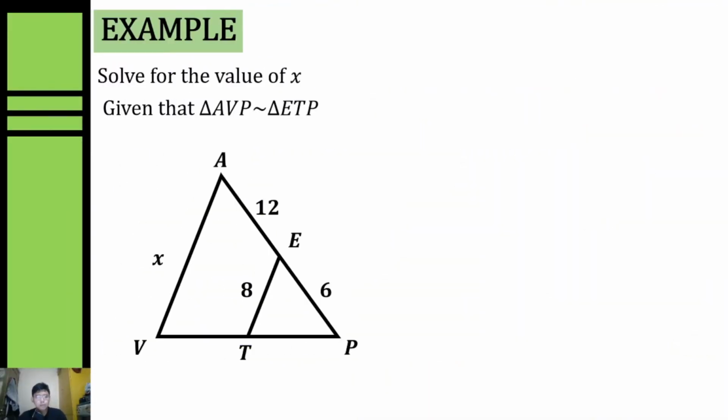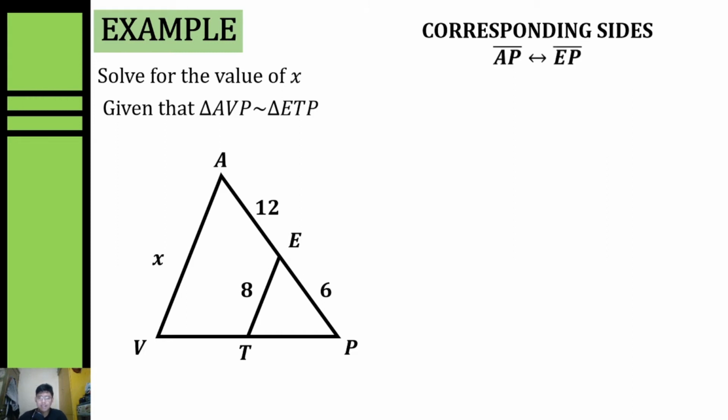For this example, we're going to solve for the value of x, given that triangle AVP is similar to triangle ETP. Here we have two triangles, AVP and ETP, and we're solving for the value of x, that is the measurement of side AV. Before we proceed to our computation, we have to identify our corresponding sides. Knowing that they are similar triangles, we can say that side AP corresponds to side EP and side AV corresponds to side ET.